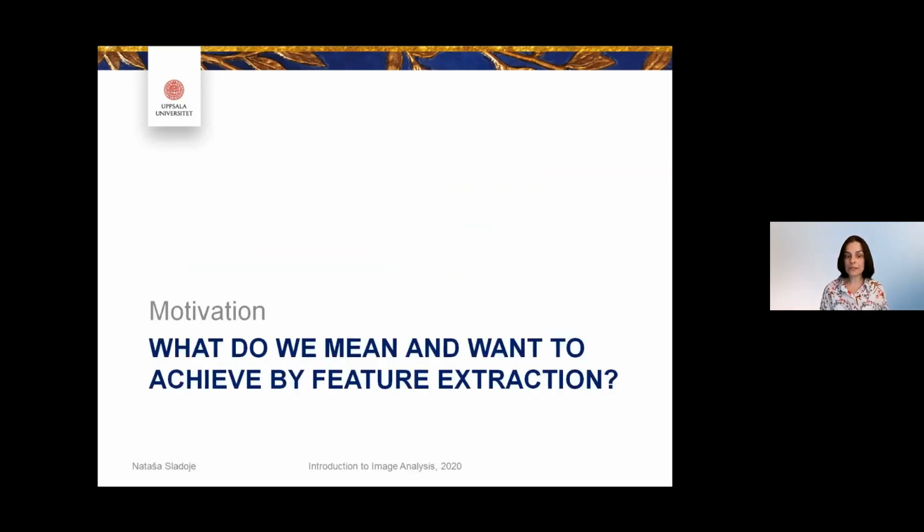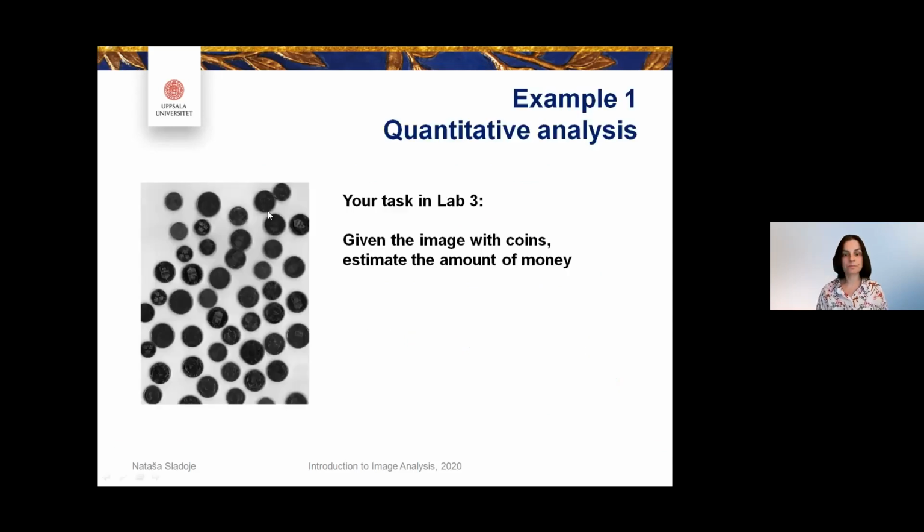What do we mean, and what do we want to achieve by feature extraction? Let's give a couple of examples. Our first example is about quantitative analysis of an image, and you are familiar with it. This is your task in Lab 3. You were given this image with coins, and you were supposed to estimate the amount of money in this image.